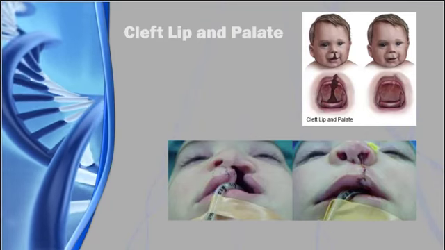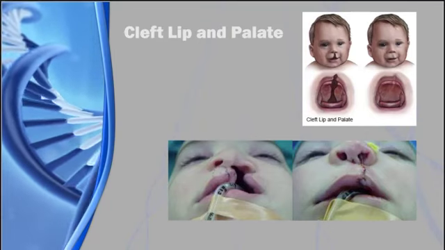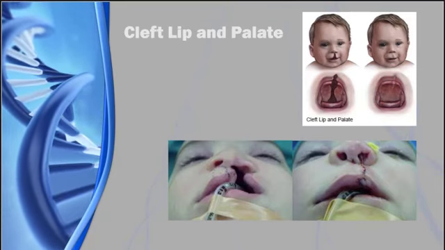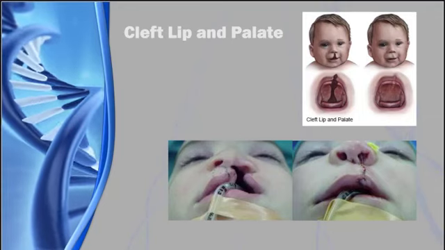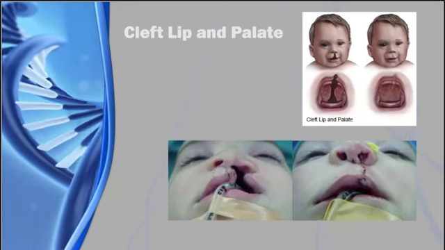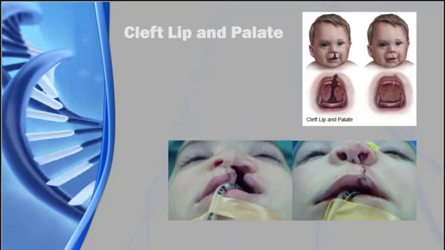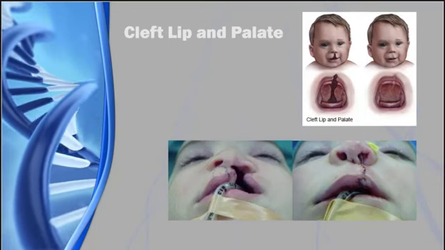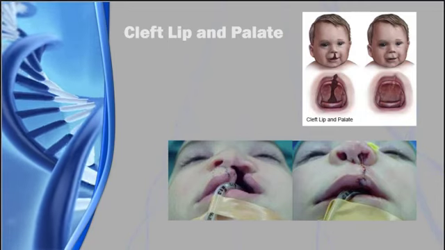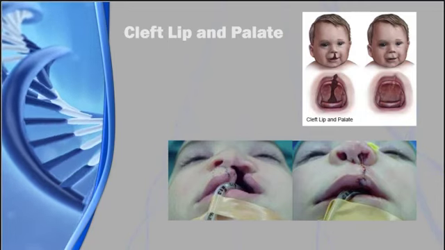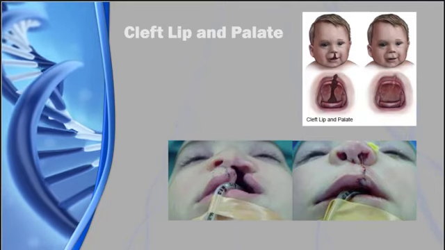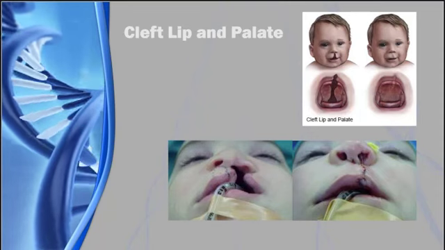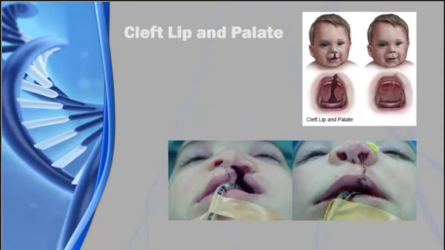Cleft lip and palate have multifactorial etiologies. This can also occur as a component of a larger number of syndromes. But cleft lip and palate and congenital lip pits are the most common. Cleft lip occurs at the 6 to 7 week mark in utero, and a cleft palate occurs at the 8-week mark in utero. It's caused from a disruption in the normal facial growth and development. Surgical treatment is almost always required to correct that.